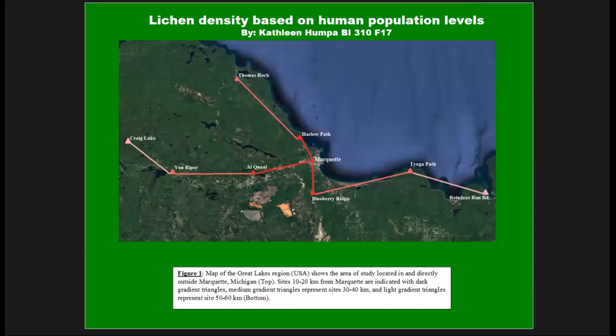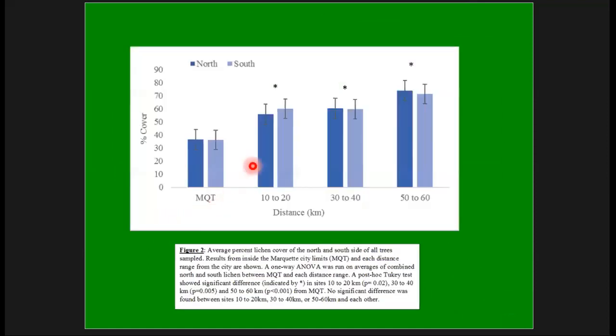An undergrad student a couple of years ago did a nice study back in 2017 looking at lichen density here in the Marquette area. I asked if I could borrow some of her images and use them in class because she did a really nice job showing how there are, here she was looking at the center of Marquette, and you can see we have plenty of lichens.